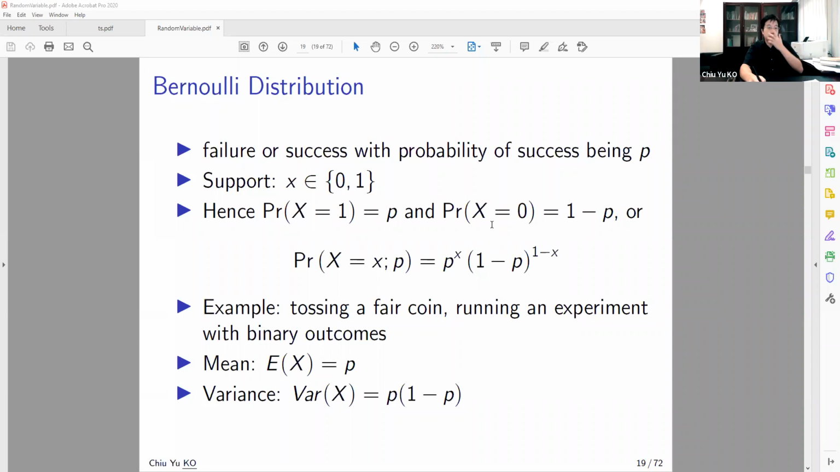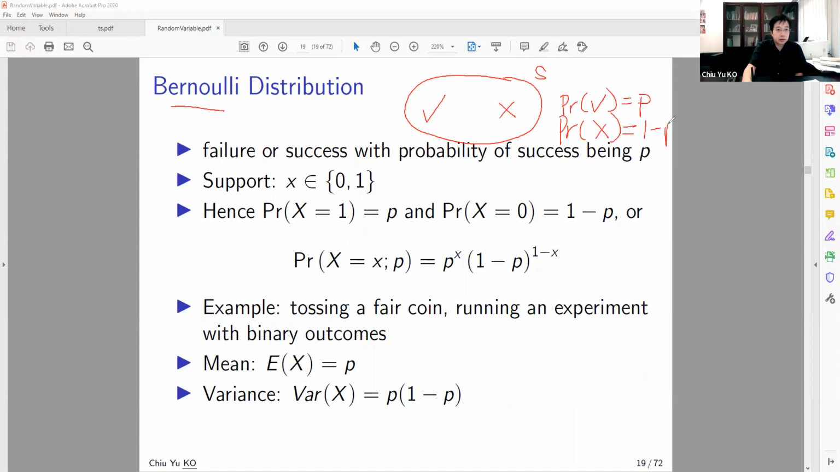And the binomial distribution, again just to repeat, because this is the foundation for today. The sample space S only has two outcomes: either you have success or you have failure. The probability of success is P, and the probability of failure is 1 minus P. And obviously, success and failure are mutually exclusive.